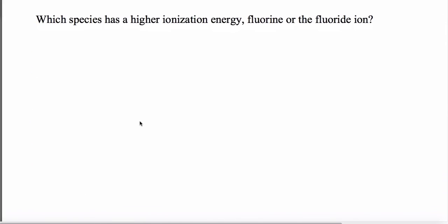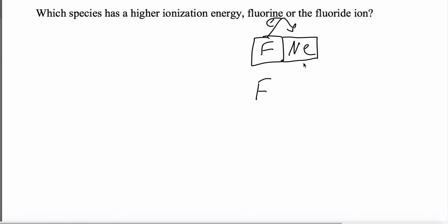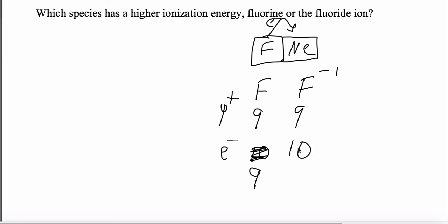Which species has a higher ionization energy, fluorine or the fluoride ion? If you look at fluorine here, next to it right here is neon. So fluorine has to just gain that 1 electron to be exactly like neon. So fluorine is F, that's neutral fluorine, and the ion is F-. Let's do the same little exercise we did. Both of these have 9 protons. This one has 9 electrons, and this one here has 10.